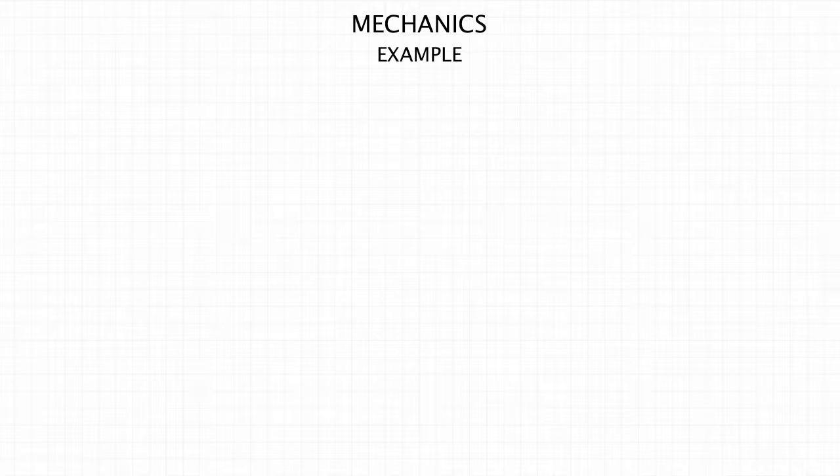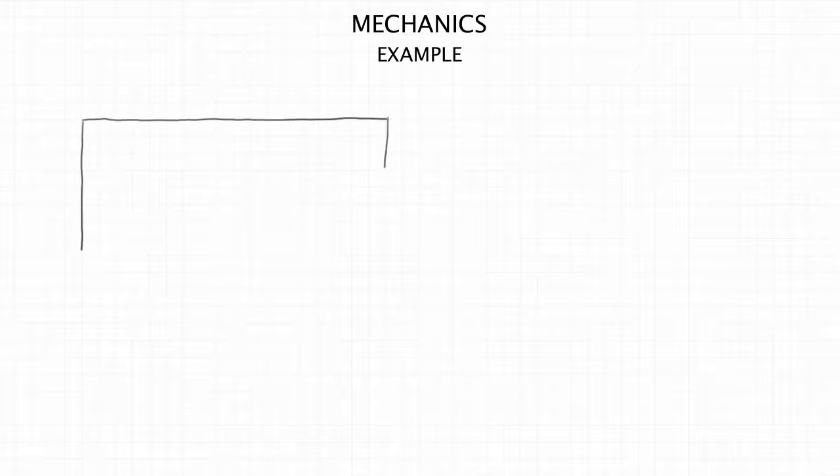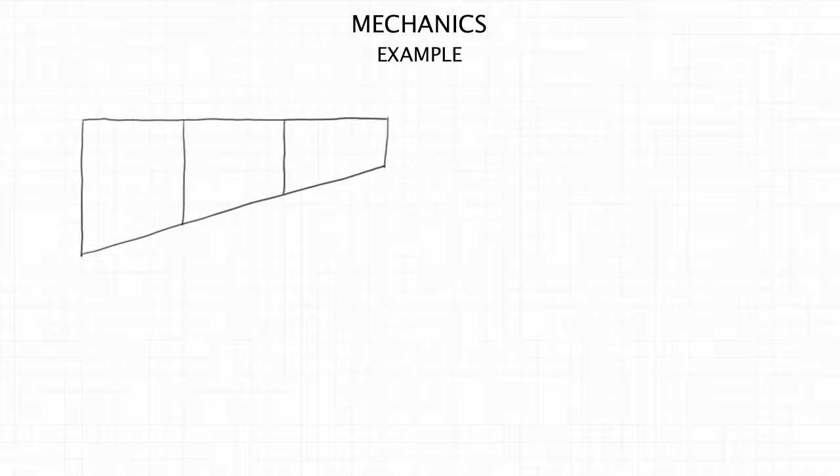Hi, in this lecture we will solve a problem using the method of sections for the analysis of trusses. I'm going to draw the truss that has to be analyzed. The horizontal member at the top chord as it's called, the bottom chord, and the vertical members, and also 3 diagonal members.